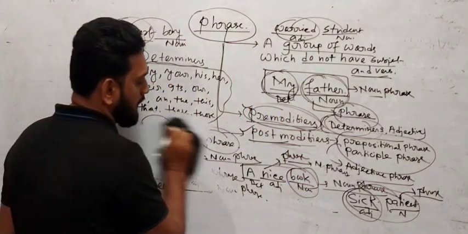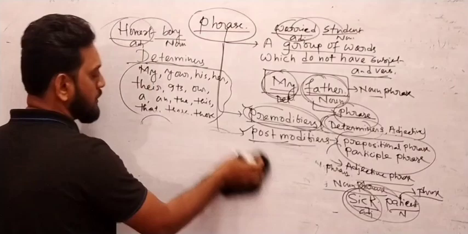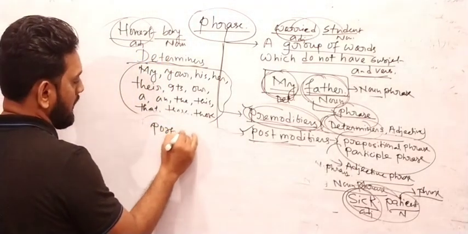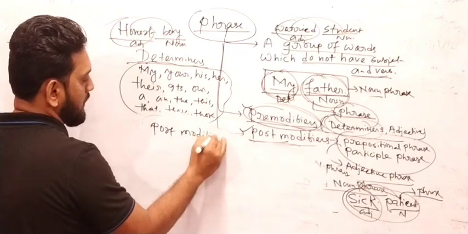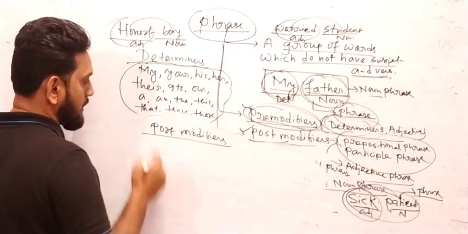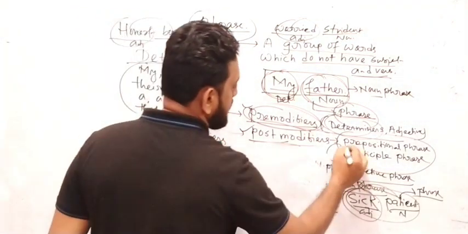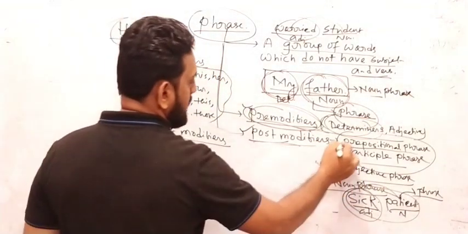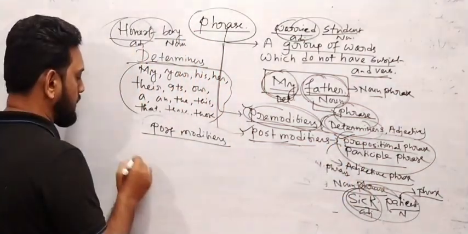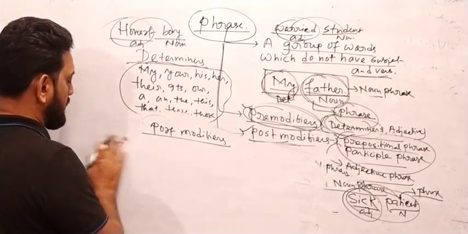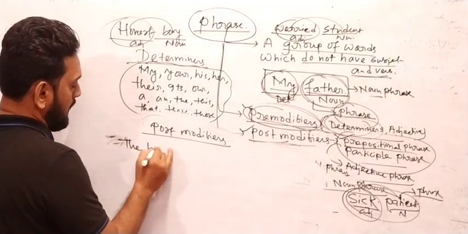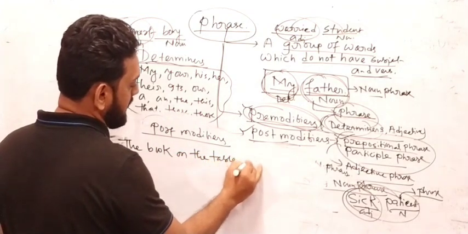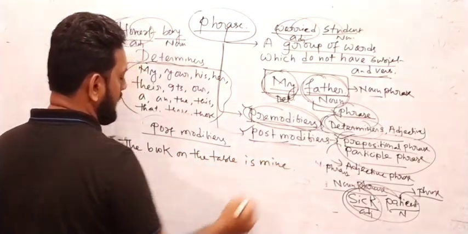Next one, post-modifiers. What are post-modifiers, my friend? Write down about post-modifiers. Post-modifiers can be formed using a prepositional phrase as well as a participle phrase. First of all, I would like to give the definition from the prepositional phrase. Write down: the book on the table. The book on the table is mine.